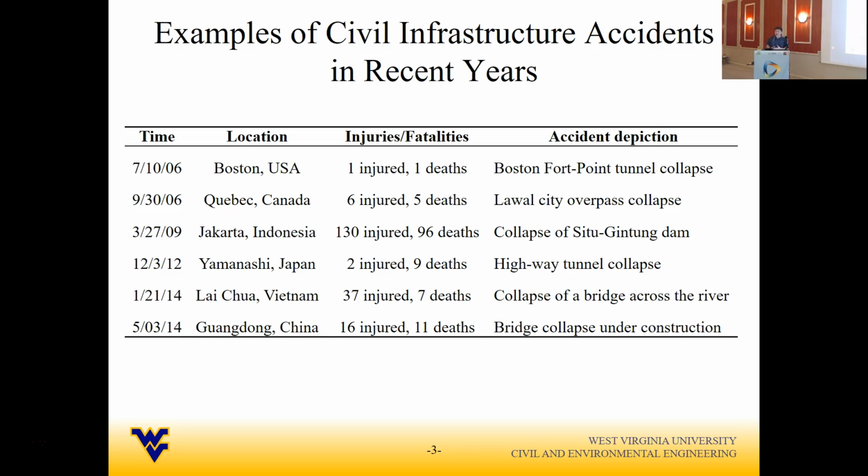And once the infrastructure fails, you can imagine the consequences are very severe. Here are a couple of examples that took place in the United States. We could see, whenever there is a collapse of overpasses, bridges, or tunnels, it is always accompanied by injuries and deaths. So it's very important that we come up with reliable solutions to timely monitor the integrity of our infrastructure to guarantee the level of service.